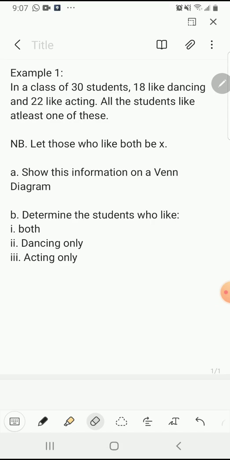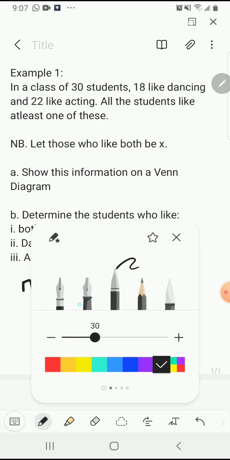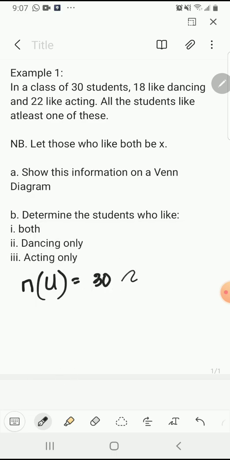So now we are going to basically write what we are given in the question. So the question says in a class of 30 students, it means that 30 students, that's the universal set. So therefore we can write number of elements in U is 30. Okay, so it's 30 students.